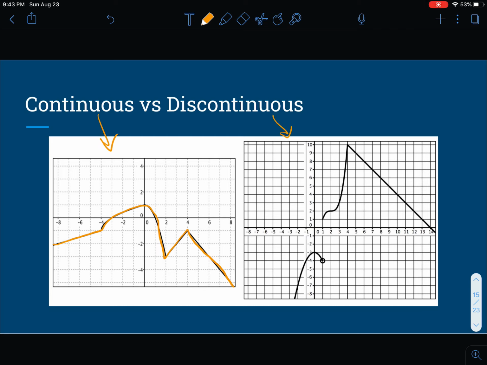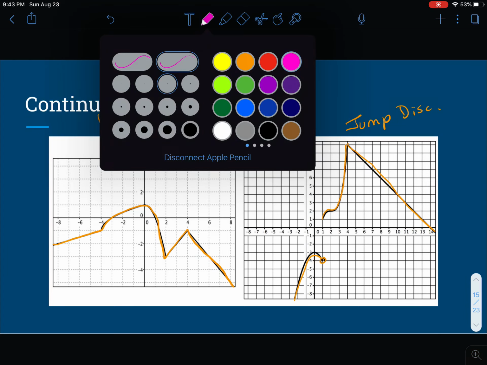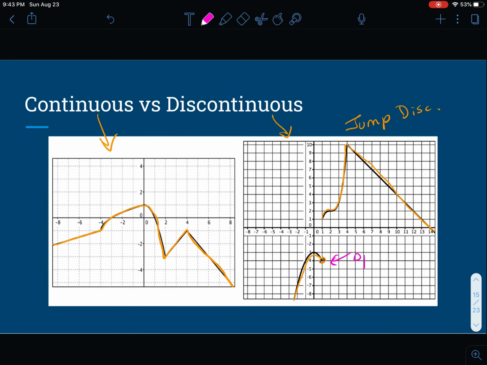Now discontinuous, you can see here, I'm going up, and then we have this open circle, and I'm going to lift my pencil, and then I continue on my way. So this is actually what's called a jump discontinuity. And we'll go into more detail with discontinuities, but also I want you to take note that this is open and this guy here is closed.